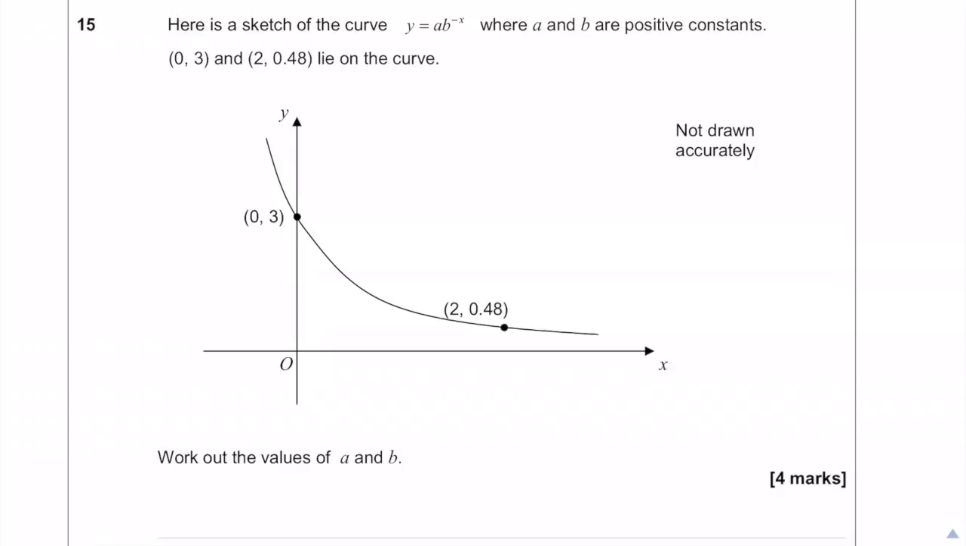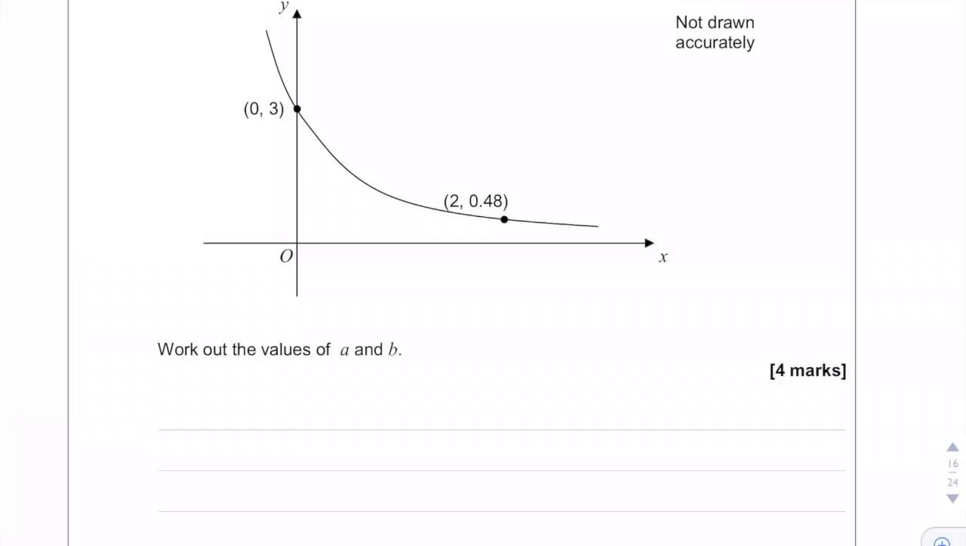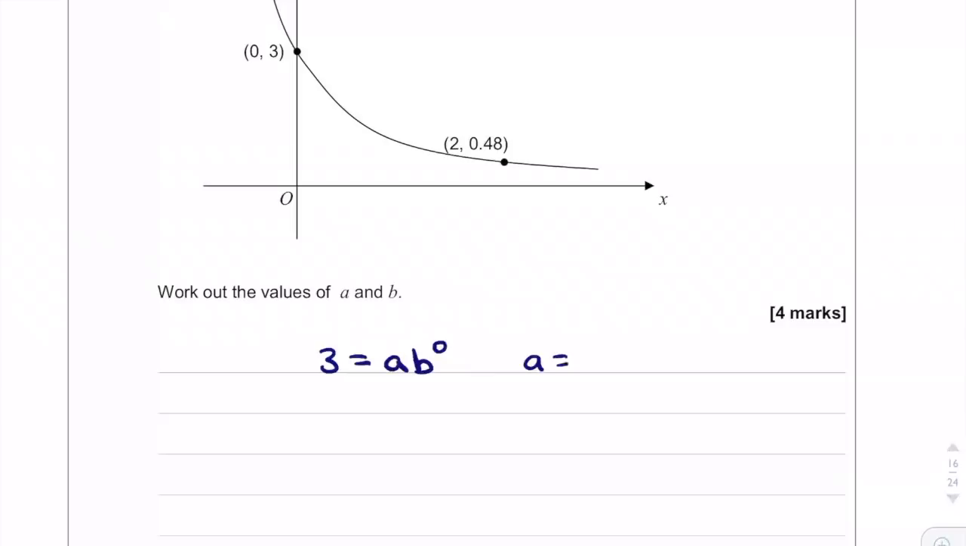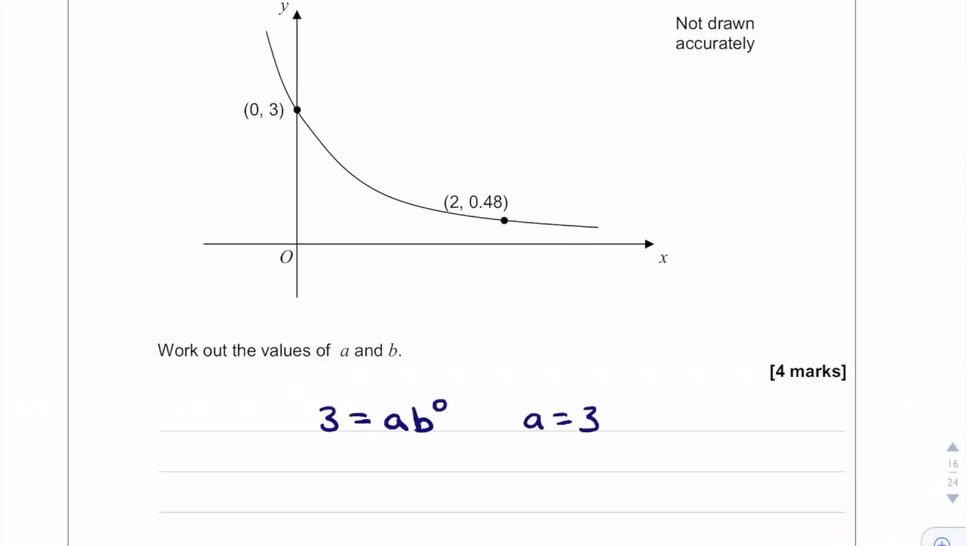So first point is (0, 3). So we replace y with 3, and then we're going to have a b to the power of minus 0, so that's just going to be 0. And of course b to the power of 0 is 1. So we actually get a value for a straight away. a is 3. Okay, so using that information, we can substitute the point (2, 0.48) into the equation to work out our value for b.